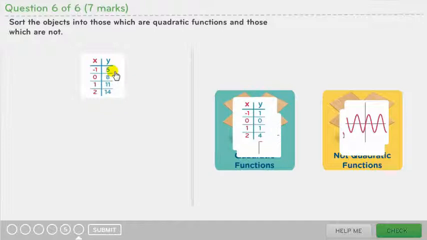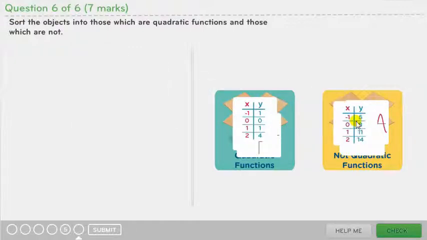However, for this table of values, we can see that it goes up by the same amount every single time, always going up by 3. So this is a linear function, and it's actually the linear function y equals 3x plus 8. 3 times negative 1 is negative 3, plus 8 is 5. 3 times 0 is 0, plus 8 is 8, and so on. So this is a linear function, not a quadratic function.